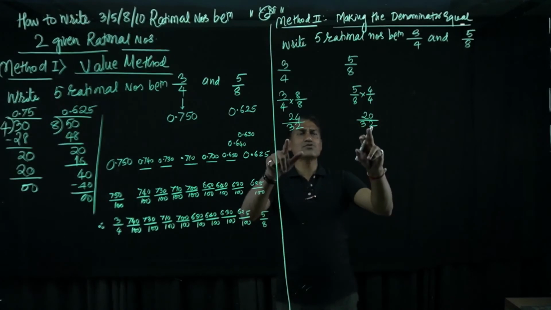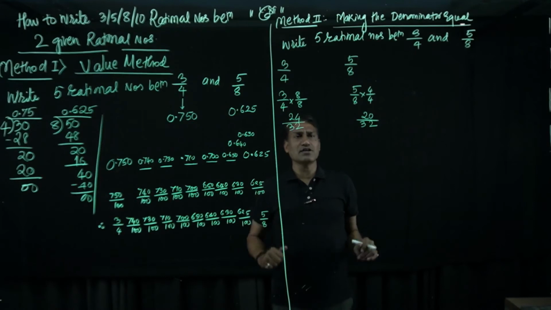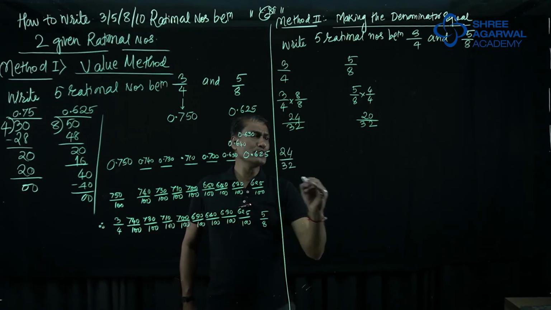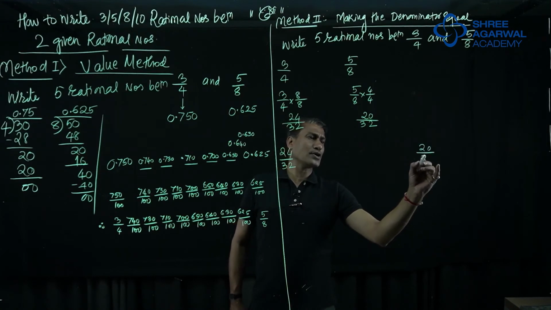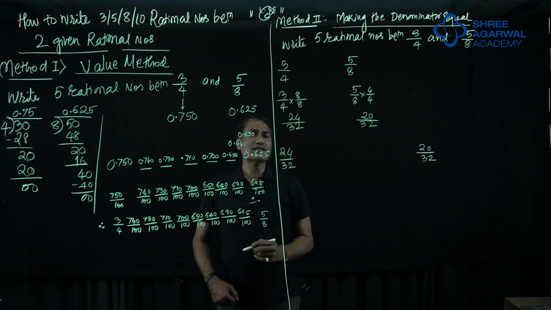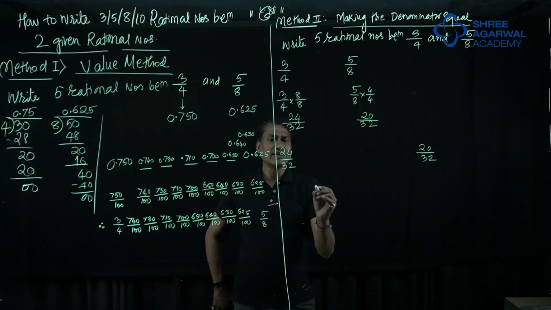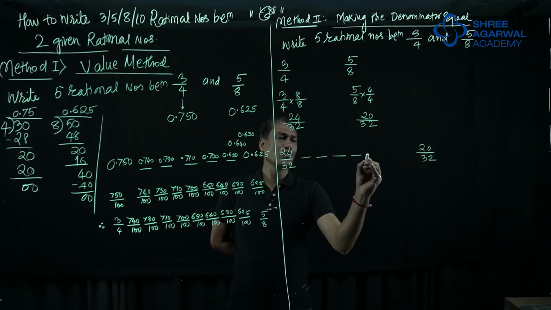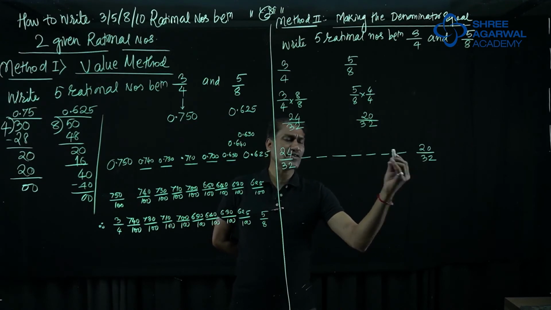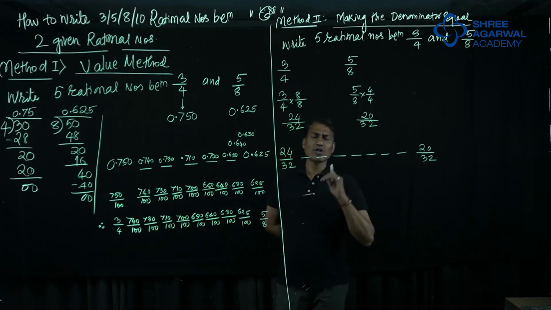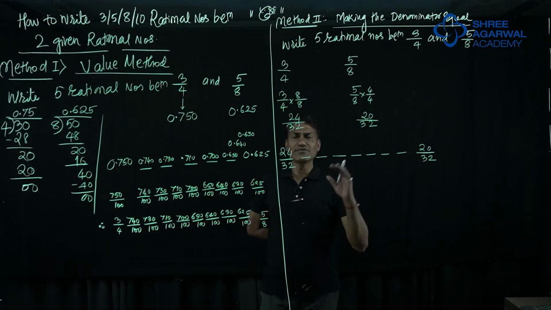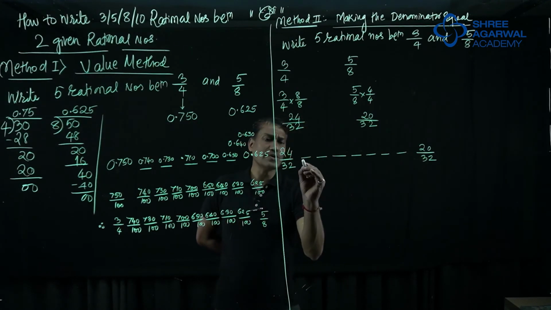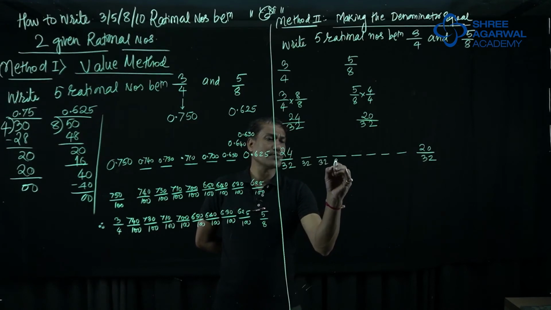Now between these two numbers we want to write 5 rational numbers. So I will take here 24 upon 32 and 20 upon 32. Now 5 rational numbers between them. I will take 7 numbers, 1, 2, 3, 4, 5, 6, 7. We are taking 2 numbers extra. Even if they had asked 7 or 8 or 10, you can do that. Now everyone's denominator has to be compulsorily 32.